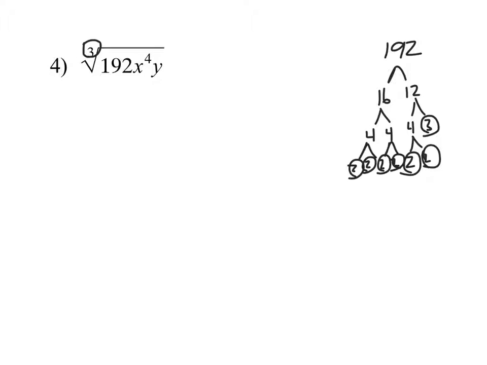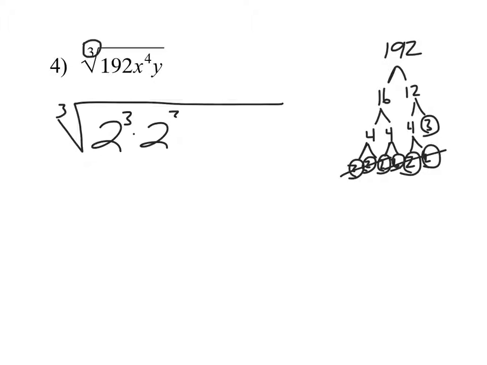Now again, I only need 3 at a time. So when I write this here, I'm going to take 3 2's, 2 to the third. 3 more 2's, 2 to the third. And then I'm going to take a 3 to the first.